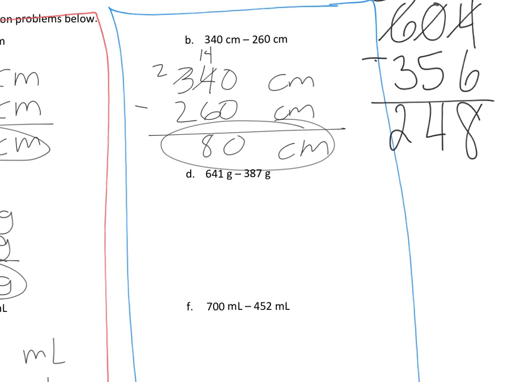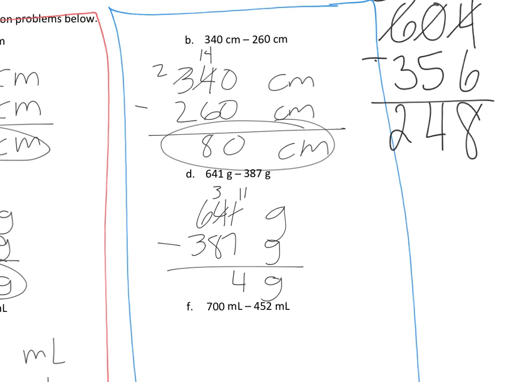So my next one, 641 grams minus 387 grams. So 1 minus 7, can I do it? Nope. So my 1 becomes an 11. That's 4. Again, I have to borrow. I'm borrowing a bundle of 10. So 13 minus 8 is 5. 5 minus 3 is 2.